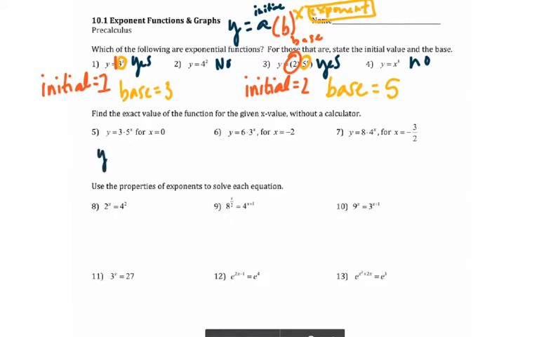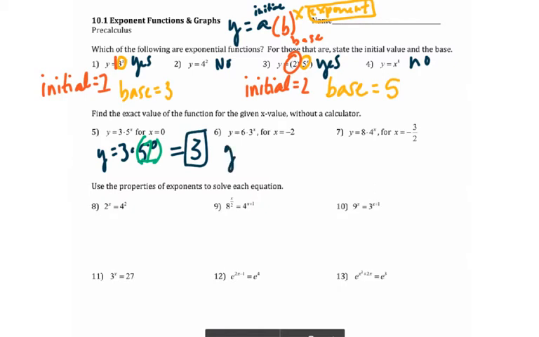Easy. y equals 3 times 5 raised to the 0. Well, what we know is that anything to the 0 power is actually the number 1. 5 to the 0 is just 1. So this question is saying, what is 3 times 1? 3 times 1 is the number 3. Same with number 2, and by 2, I mean 6.